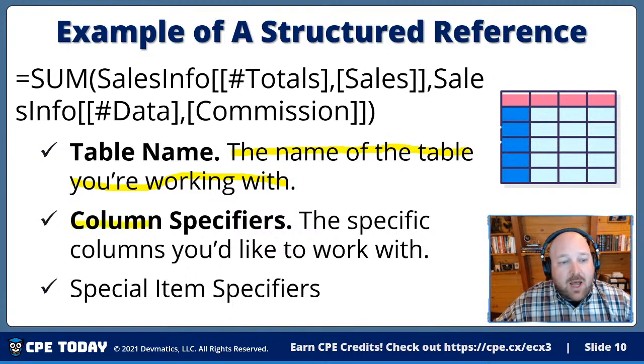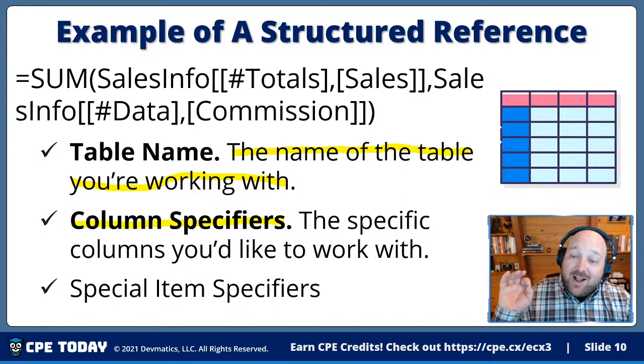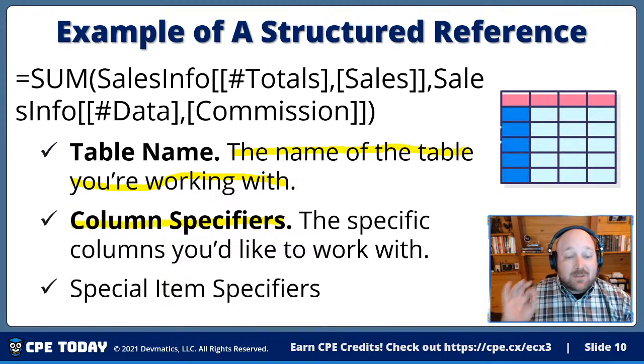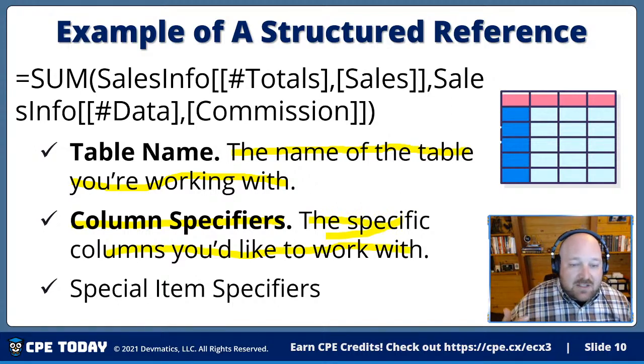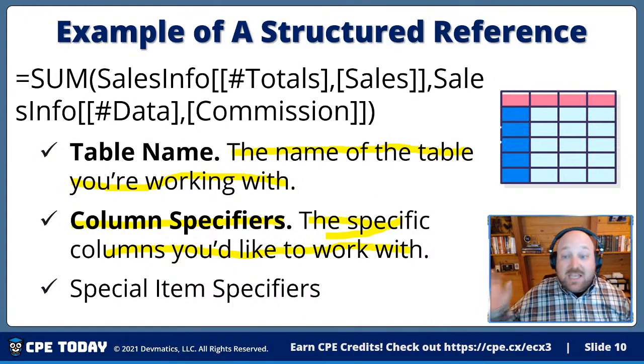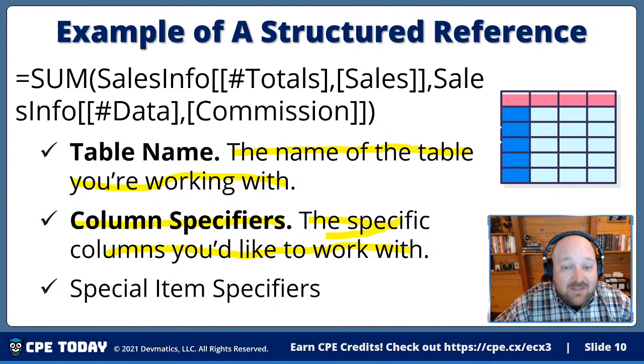The next are going to be your column specifiers. I want to point out they're not column names. We call them column specifiers. That is the specific columns that you'd like to work with. Now, when you go to create your table, the first thing it asks you is, do you want to use headers? The answer is yes, you always want to use headers. There's not a single instance that I can think of where you would not want a header row. So before you go to create your table, first make sure that you give it a header, and then inside of that header, give it something meaningful.